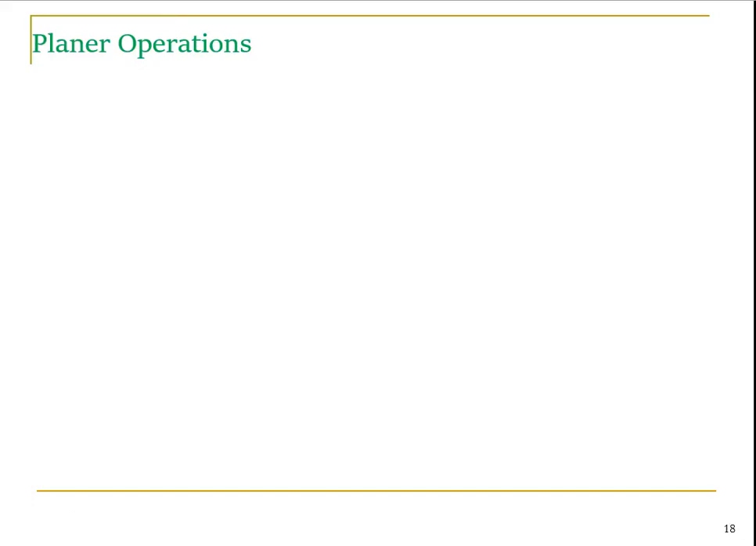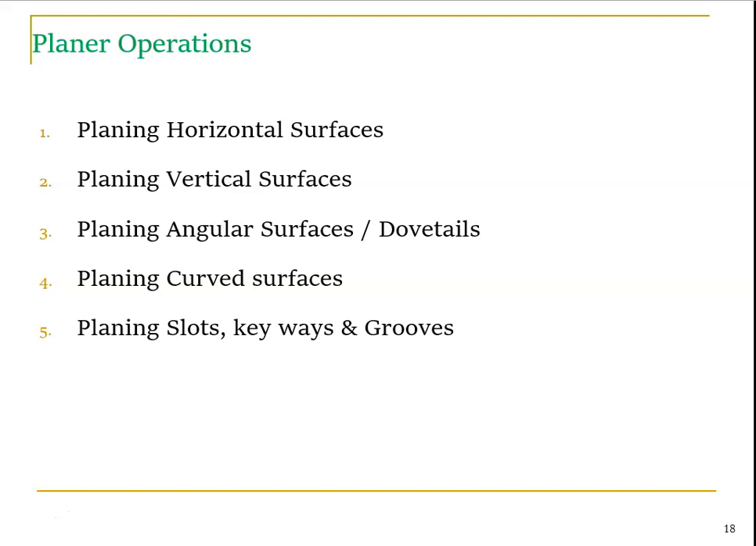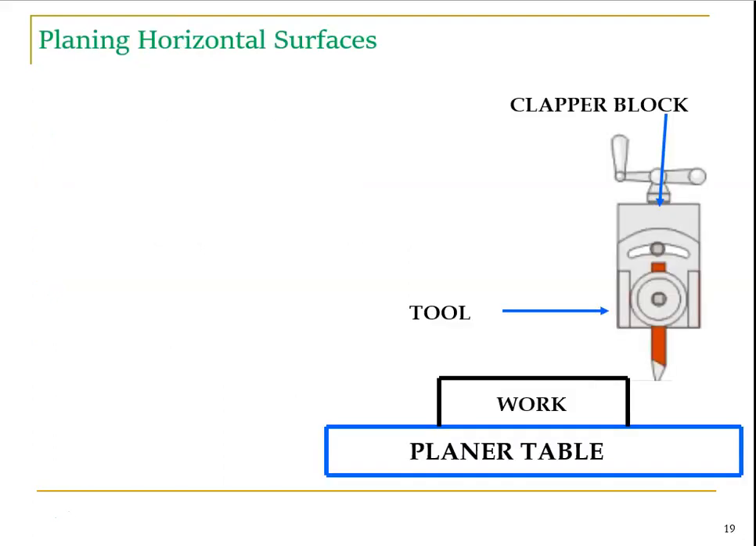Okay, so the next is operations performed on the planing machine. Again, this is also similar to the shaping machine. So we can make horizontal surfaces. Planing the horizontal surface, vertical surface, angular surface or dovetail or curved surface, slots, keyways and grooves. Again this is similar to our shaping.